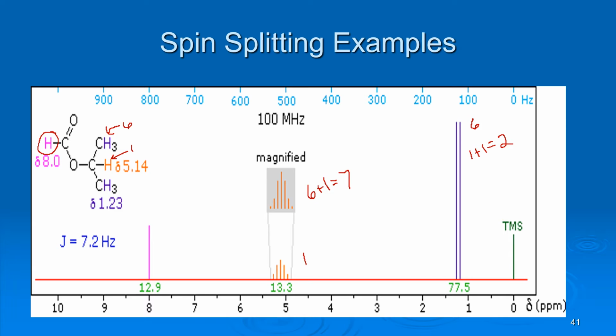And then if you look at the integration that they've given you here, if you divide by the smallest one, 12.9 divided by 12.9 would be 1. So there's one hydrogen. 13.3 divided by 12.9 is pretty much close to 1. So again, there's one hydrogen here. And then 77.5 divided by 12.9 will give you 6. So we see the integration. And we know that these are the two that are connected next to each other because of the splitting.